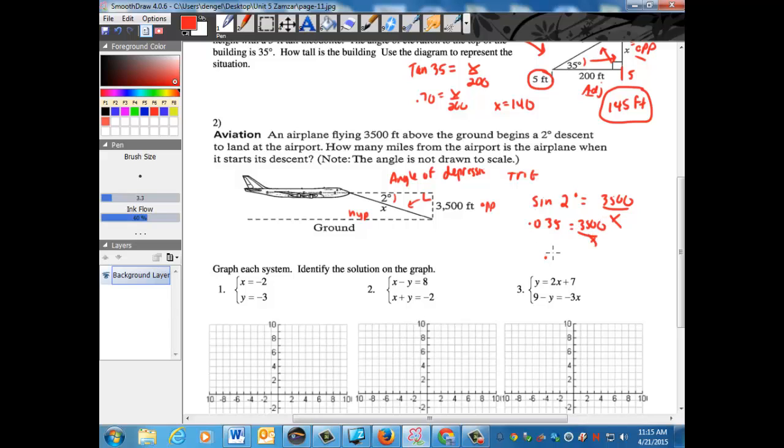We're going to cross multiply, 0.035x equals 3,500. Divide by 0.035. So 3,500 divided by 0.035, and we get 100,000 miles. So x is 100,000 miles. Actually, are we miles? No, we're feet. X is 100,000 feet. That would be a long way if it were miles away from the airport.